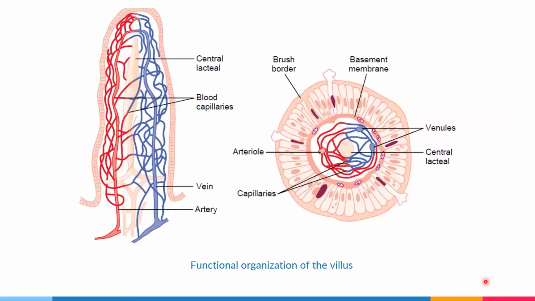Here we have a functional organization of the villus. This is a longitudinal view, in which we can see the central lacteal and the blood capillaries. These are the arterial ones and these are the venous ones, the vein and the artery that supply the villi itself. When cut cross-sectionally, we will see a particular representation such as this.